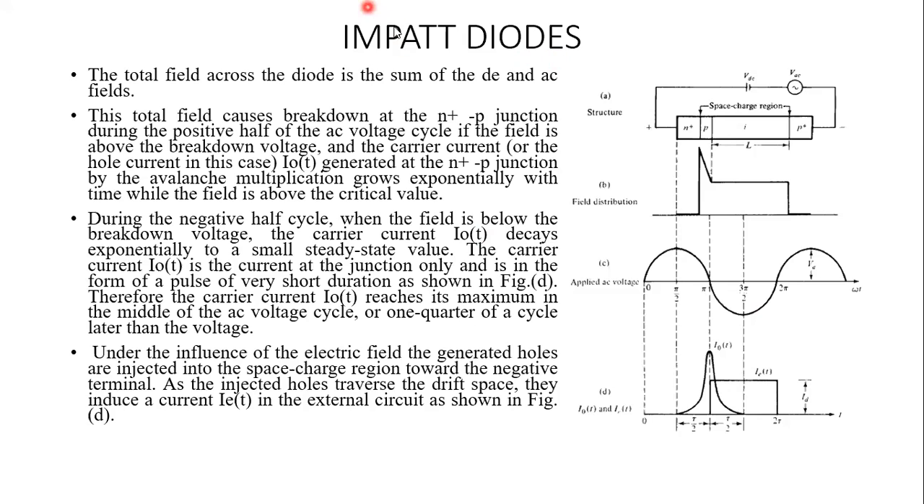IMPATT means impact avalanche transit time. Transit time, why? Because whatever charges are created by the avalanche effect are delayed. They take a certain time to reach the external circuitry, and that time taken depends on the length. That's why the name is transit time.